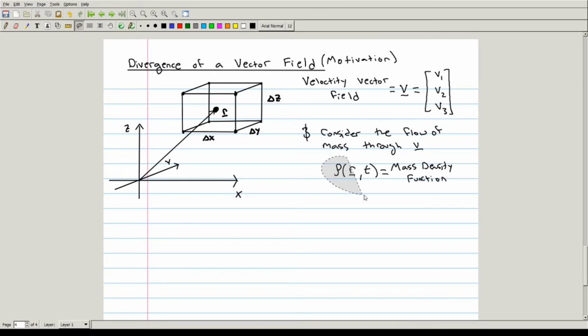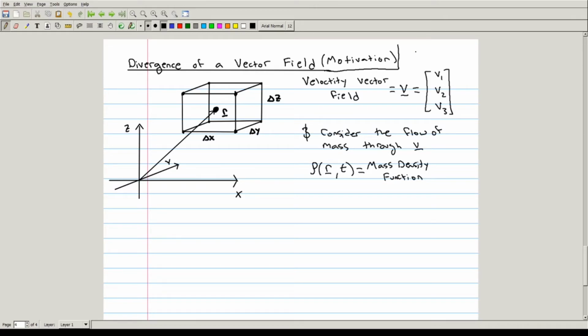At any given point R, so any given point in three-dimensional space, and also in time as well, because if the mass is flowing with respect to time, this is changing with respect to time. Just a quick thing that we want to point out here.